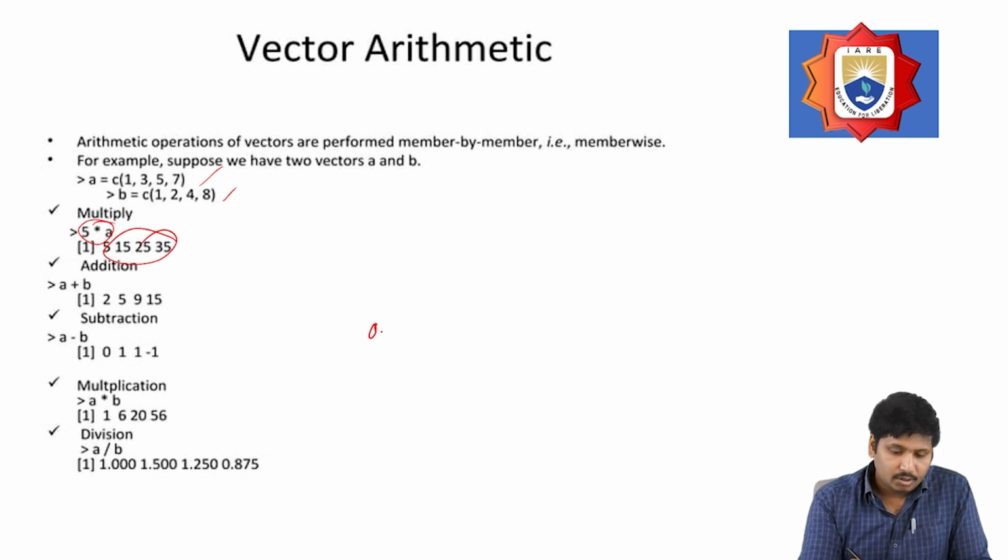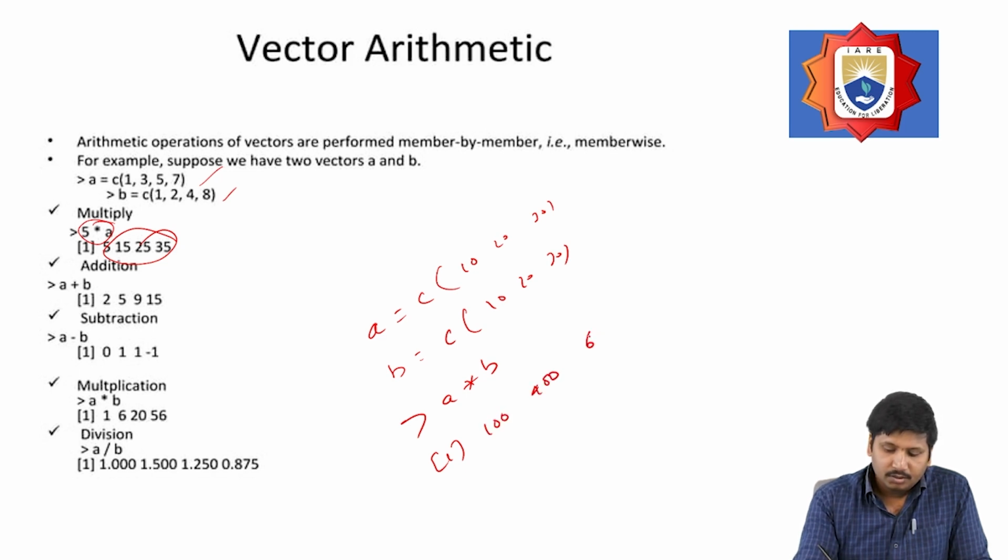Suppose we take an example. A is a vector of values 10, 20, 30, and B is a vector of values 10, 20, 30. So I'm able to multiply the two vectors, A into B. If I write that, the output should be 100, 400, 900.